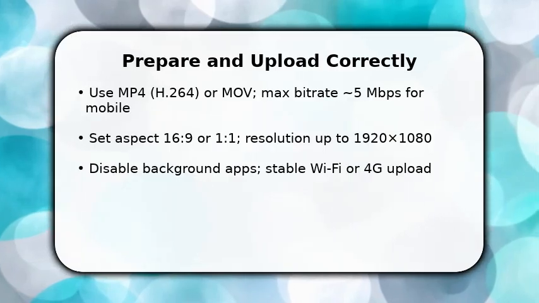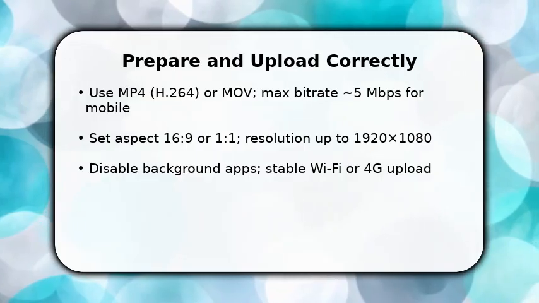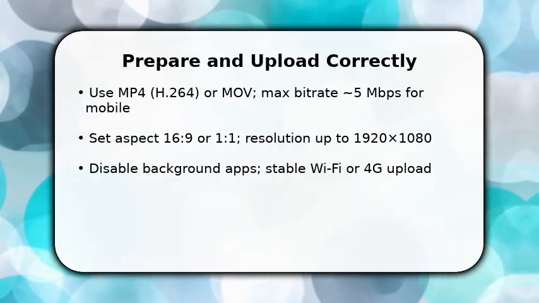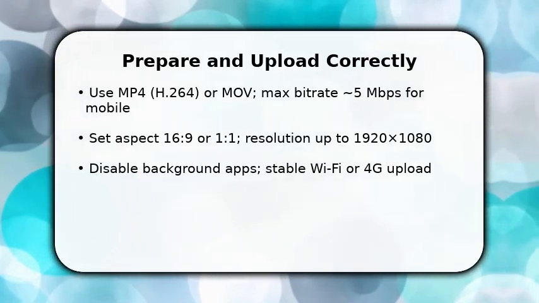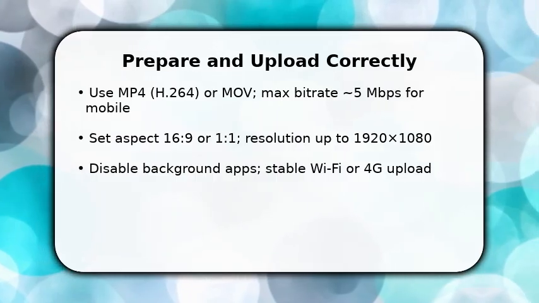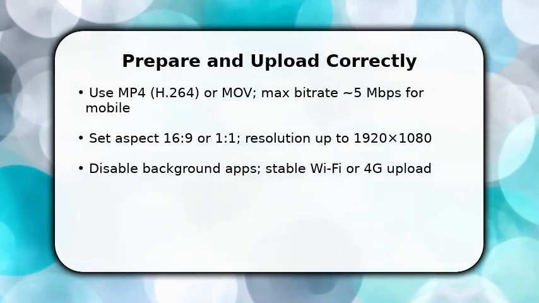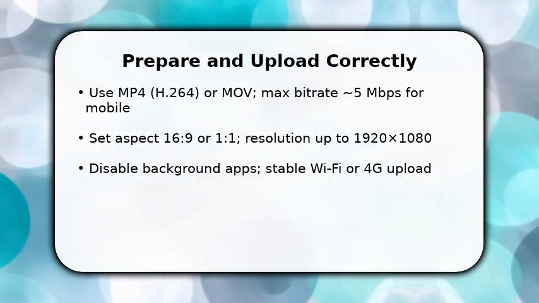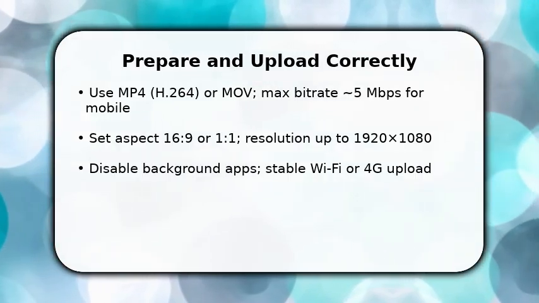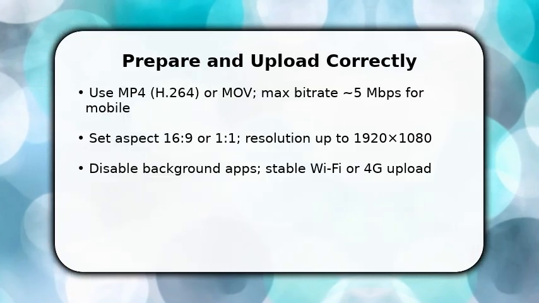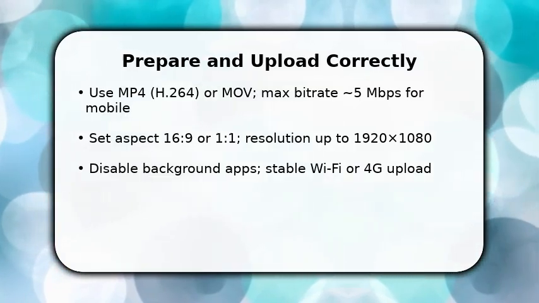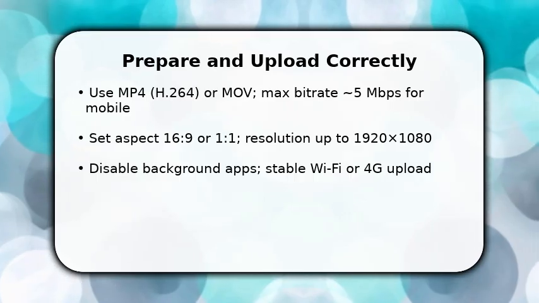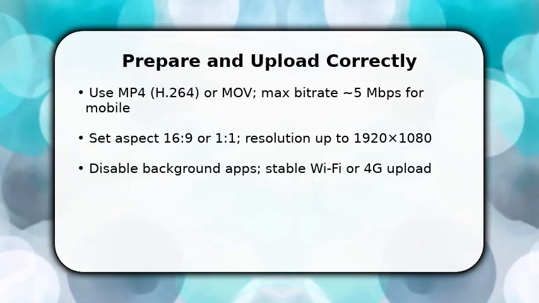You start by fixing the source and transfer. Export or convert your video to MP4 H.264 with a reasonable bitrate around 5 Mbps and 1920 x 1080 or 1280 x 720 resolution, so Twitter won't re-encode aggressively. Once done, choose 16:9 or 1:1 aspect, and give the file a short, simple name. Make sure your connection is stable. Upload over Wi-Fi or strong 4G. These first steps reduce platform compression and set you up for the next adjustments.